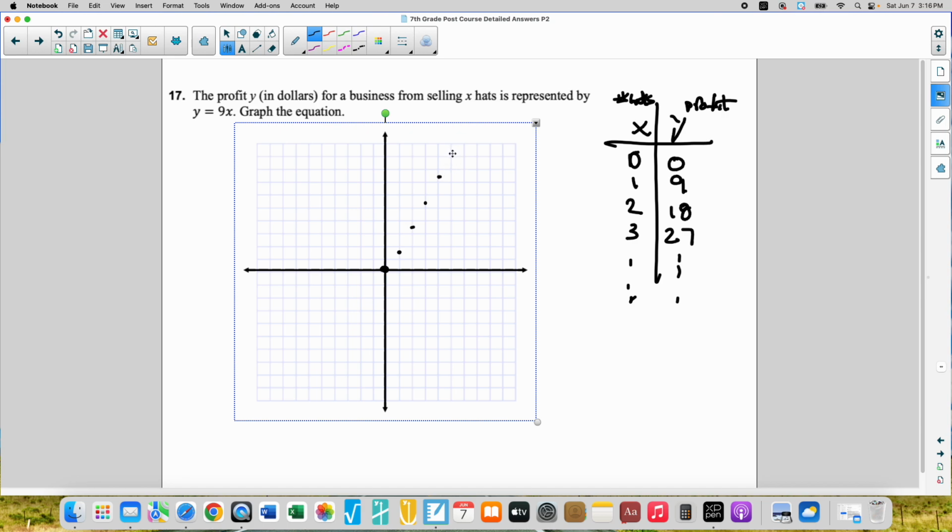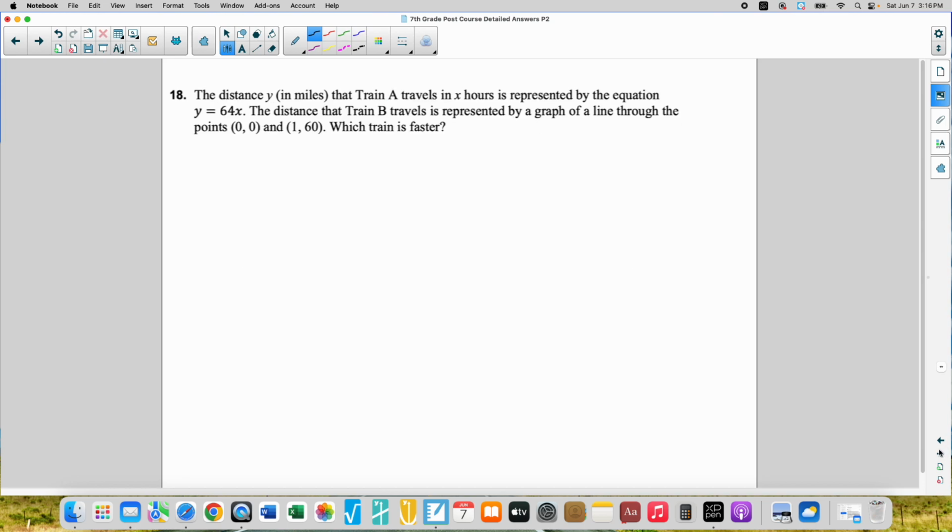5 is going to be 45. So we would go to here and be on there. But you would only have dots, and your x-axis is number of hats. Your y-axis is your profit. But you cannot connect those because you can't have partial hats. You're not selling a half of a hat. So if you connect it, you're saying that all of them are possible solutions. So the book actually made a mistake on that one.